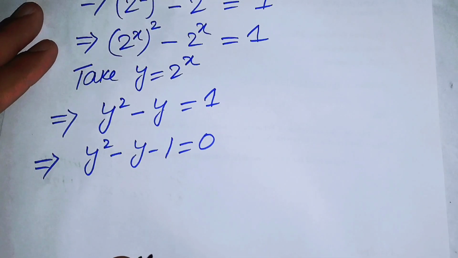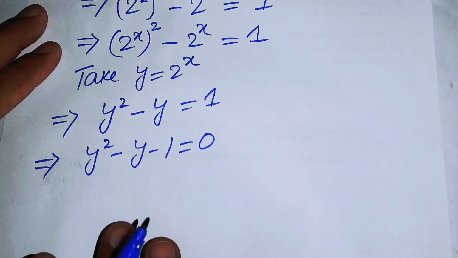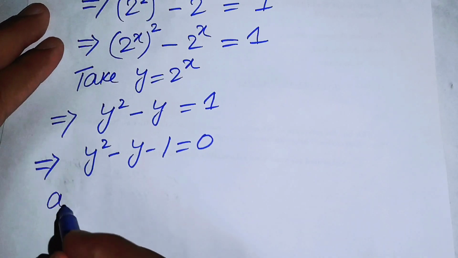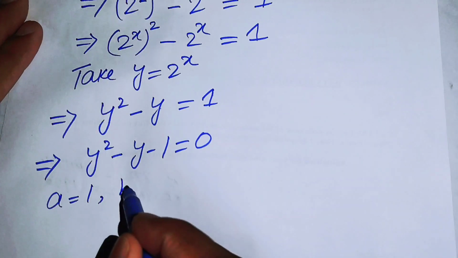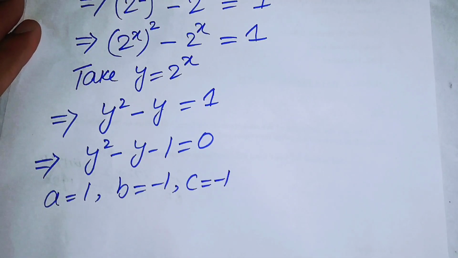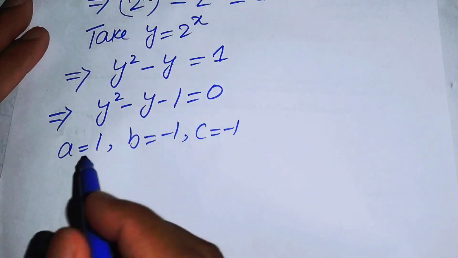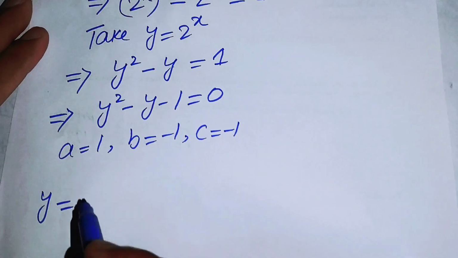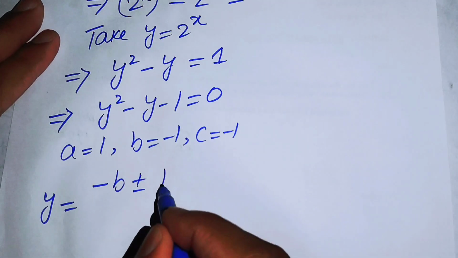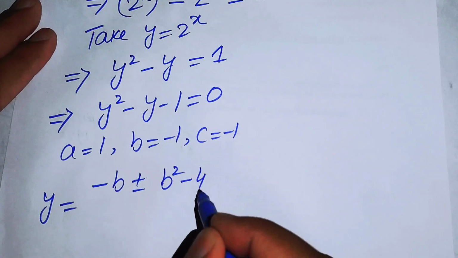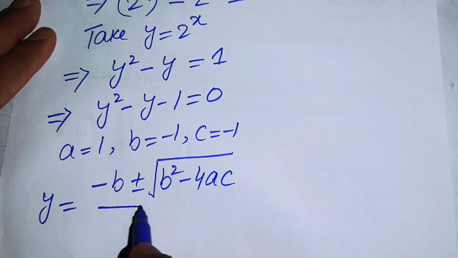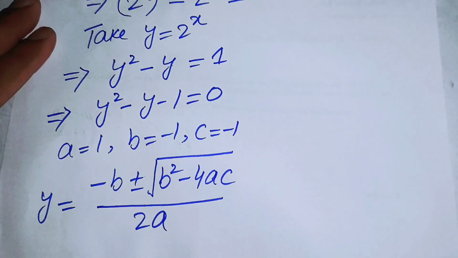After that we will solve this quadratic equation by using the quadratic formula, and here you know that a is equal to 1, b is equal to minus 1, and c is equal to minus 1. Our quadratic formula is y is equal to minus b plus minus square root of b square minus 4 times ac, over 2 times a.